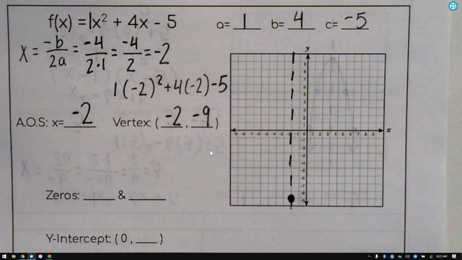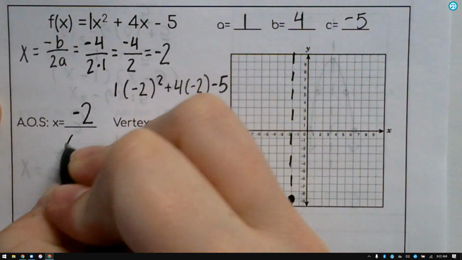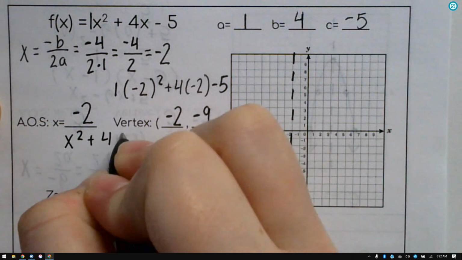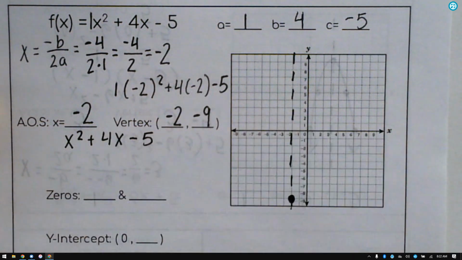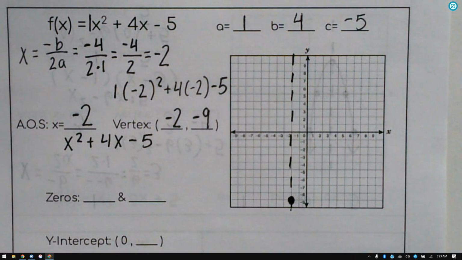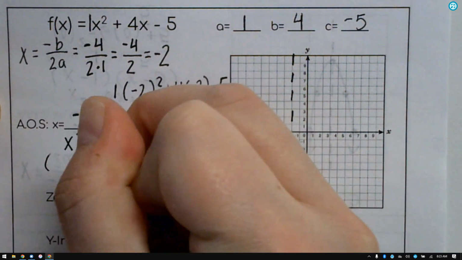Okay. Any questions about axis of symmetry and vertex on this one? Okay. So then we will factor to find our zeros. We are factoring x squared plus 4x minus 5. Which means we need to multiply to -5, and we need to add together to be 4.